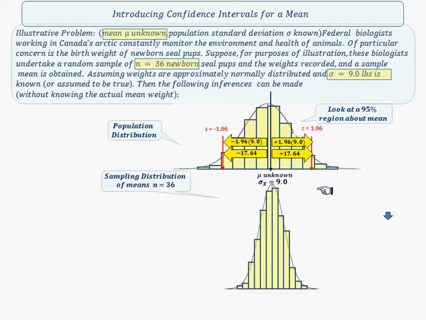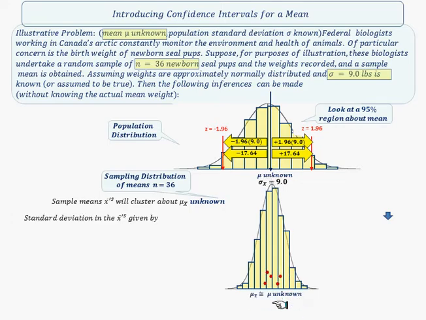Now we're going to look at the distribution of sample means based on n equal 36, and you know that those sample means will cluster tightly about the population mean, which is unknown. And furthermore, we know that the standard deviation in these x bars is given by sigma divided by square root of n, which turns out to be 9 over square root 36, or 1.5, and that is the 68% region about the center.